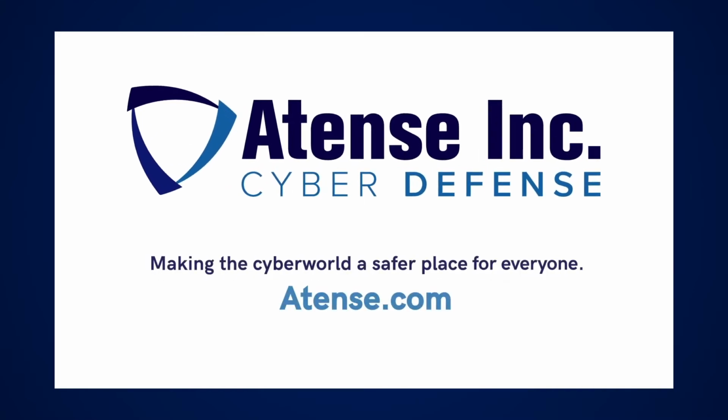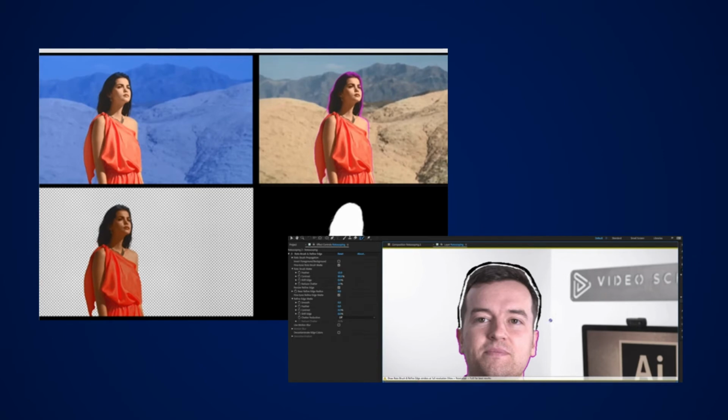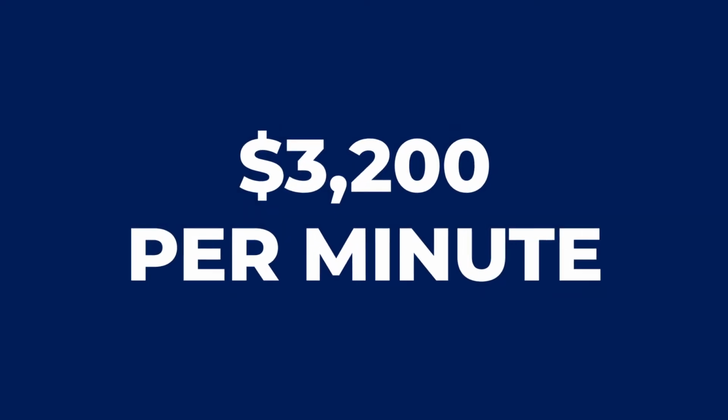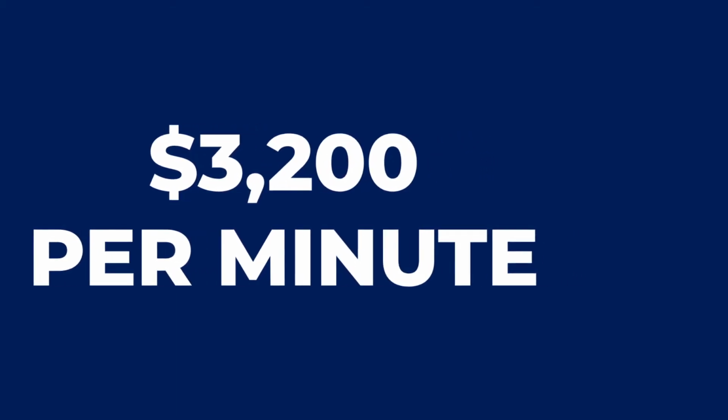If we incorporate rotoscoping, carving out the professor, superimposing him over a background, that would increase the per minute cost to $3,200 per minute. Rotoscoping is the most complex and time-consuming technique available.